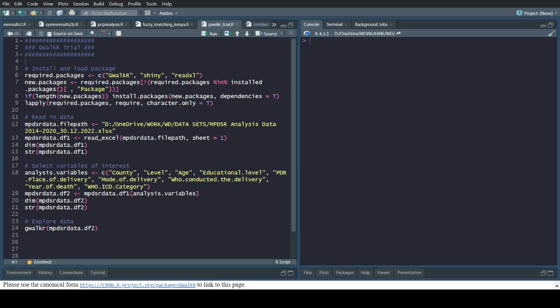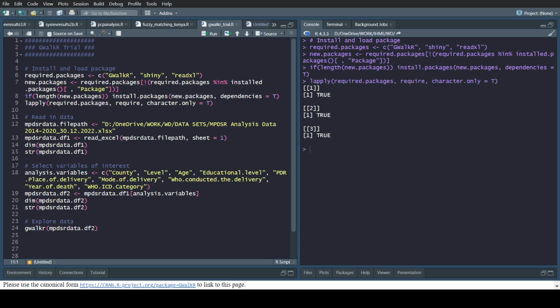Yeah, so this is RStudio. As you can see, you just need to install and load the packages that you need. So we will use GWalkR, Shiny, and readxl. Let me just run that, and this will check if the packages are already installed, and if not, it will install them. Since they're already installed, it just confirms that they've been loaded, so we have them readily available.